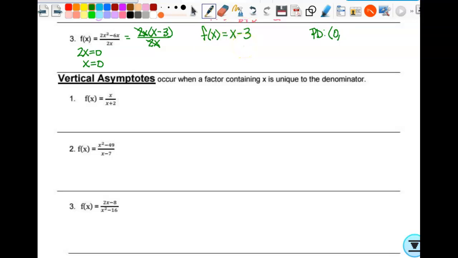If I was to graph that, what is that graph? What does it look like? A line, right? Y equals x minus 3 is just a line. So this is how you get a line with a hole in it. So we know how to graph this line. Now we've got to figure out where the hole is. So I do f of 0, and that's equal to 0 minus 3, which is negative 3. So the hole is at 0, negative 3.